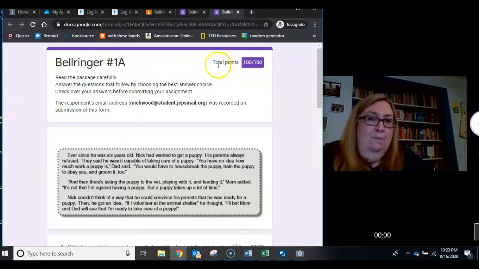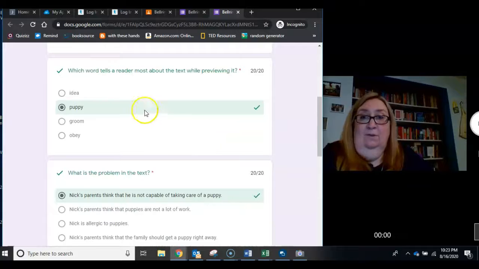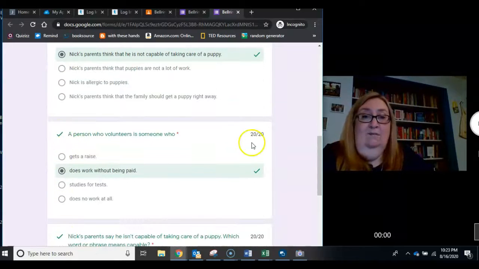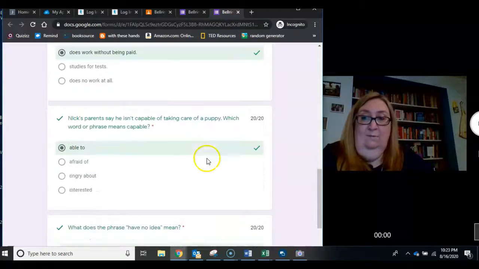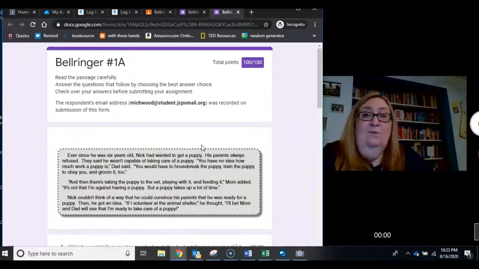When you view your score up here, it says total points. The first number is your grade. So we made a 100. And the second number is the highest possible grade we could have made. So we did make a 100, and the highest grade we could have made was a 100. And if you scroll through, it shows you get a check mark for all the ones that you got right. And so we made all 20 out of 20 points for each question. And we're done. And you know that you're done when it gives you your score.